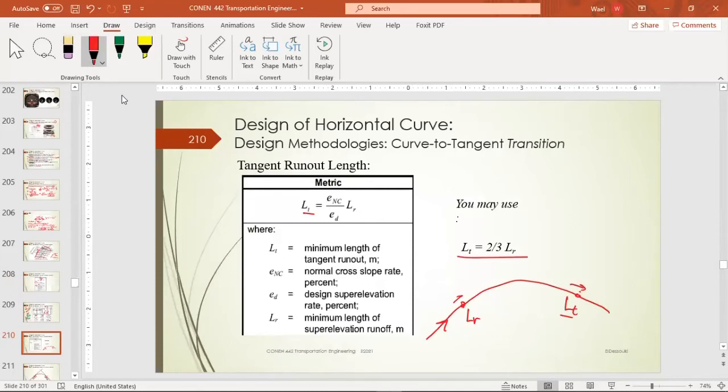However, if we have a horizontal curve for a road that has 2 directional traffic, usually the LT equals LR. Can someone explain to me why?